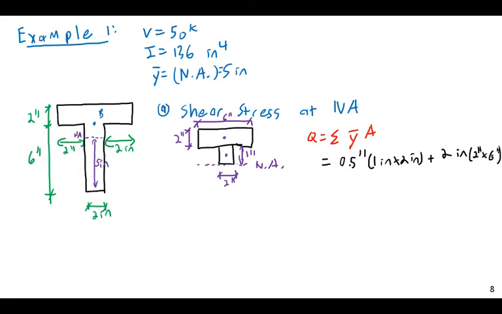Y bar A, sort of a centroid. It's the first moment of area calculation, which is part of the centroid calculation, which is then 25 inches to the third.